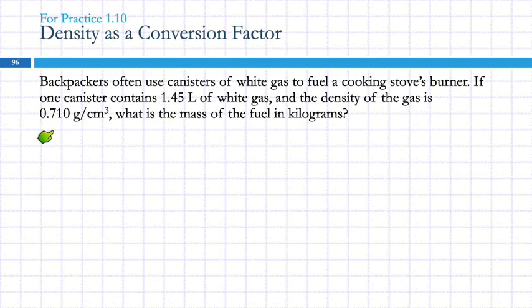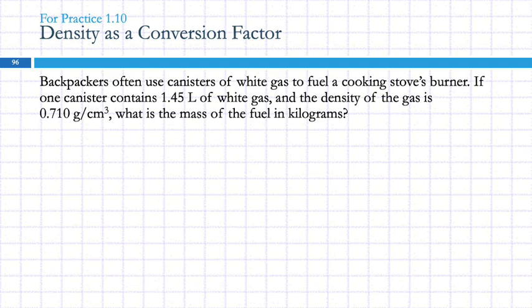So here's the density, 0.710 grams per cubic centimeter. It's just a conversion factor between grams and cubic centimeters. And so just like with the previous problem where we had grams per square meter for the fertilizer, we're just going to use it as a conversion factor. So backpackers often use canisters of white gas to fuel a cooking stove's burner. If one canister contains 1.45 liters of white gas and the density of the gas is 0.710 grams per cubic centimeter, what is the mass of the fuel in kilograms?